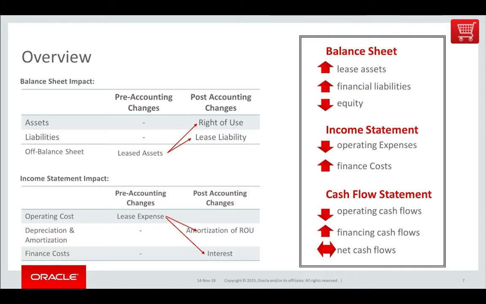From an income statement perspective, you'll see your operating costs go down, but your finance cost goes up because you've got to start breaking out between your depreciation and your finance costs. The cash flow statement, you're really seeing a net effect. No major changes there. It's just where you put it on your balance sheet or on your cash flow statement.